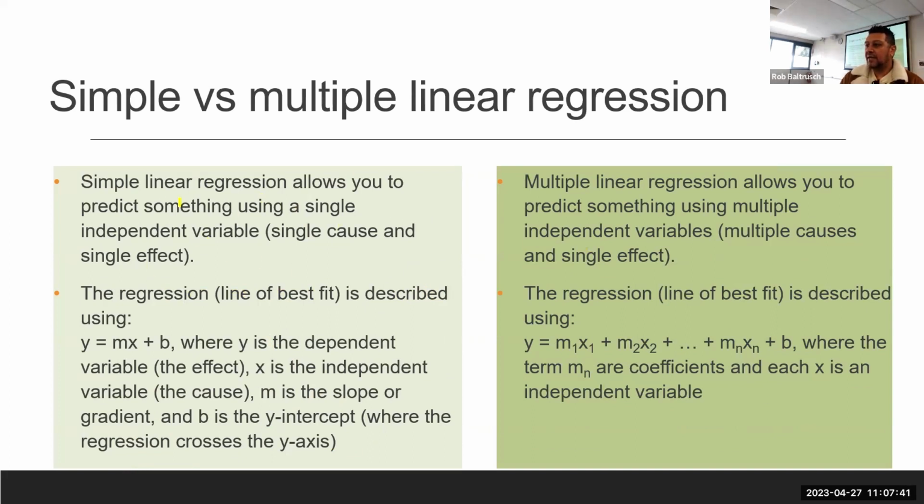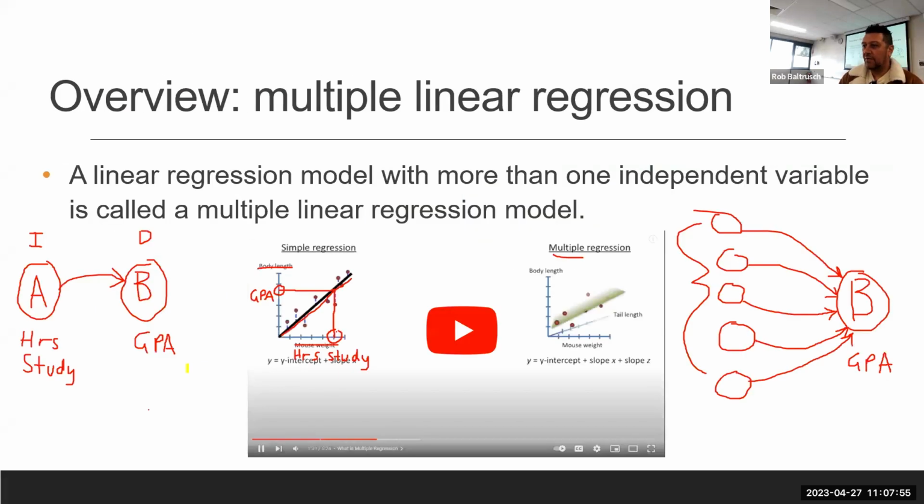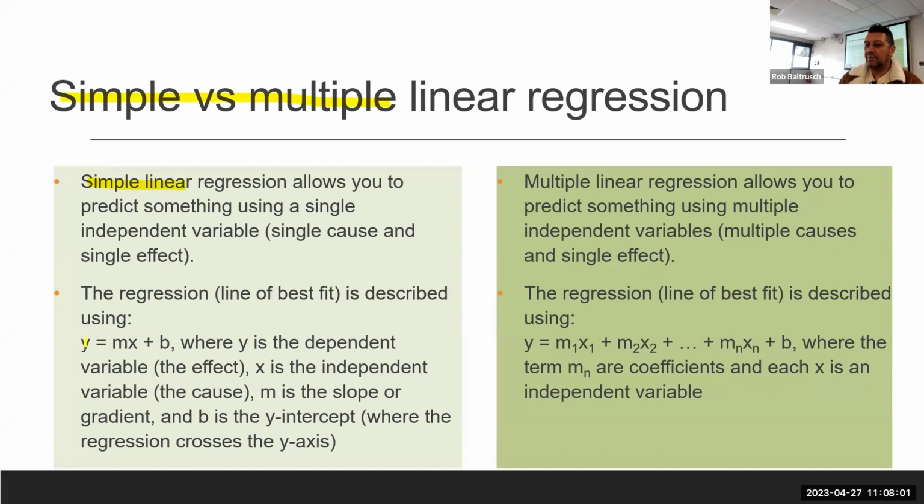And continuing this discussion, just comparing simple versus multiple linear regression. With simple linear regression, we just have a single cause and a single effect. And the line of best fit, this one I spoke about before, can be described using this formula y equals mx plus b, which you would have learnt in school. Some people might have learnt y equals mx plus c.